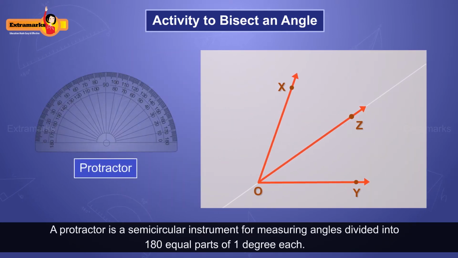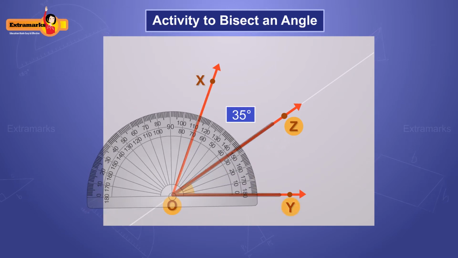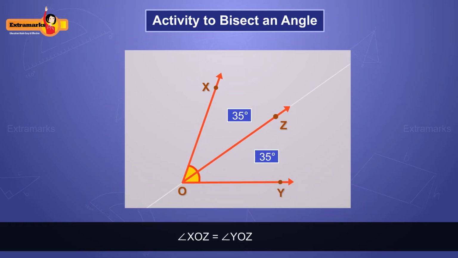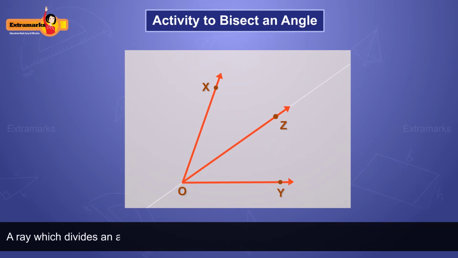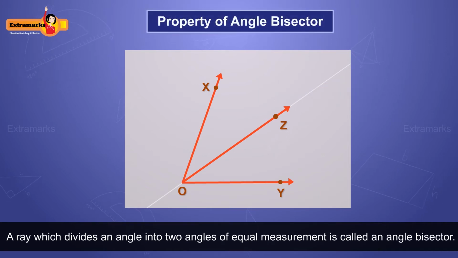We need a protractor to measure these angles. Angle XOZ is equal to 35 degrees, and angle YOZ is also equal to 35 degrees. You can observe that both the angles are equal in measurement. So we say that a ray which divides an angle into two angles of equal measurement is called an angle bisector. Here, OZ is the angle bisector of the angle XOY.